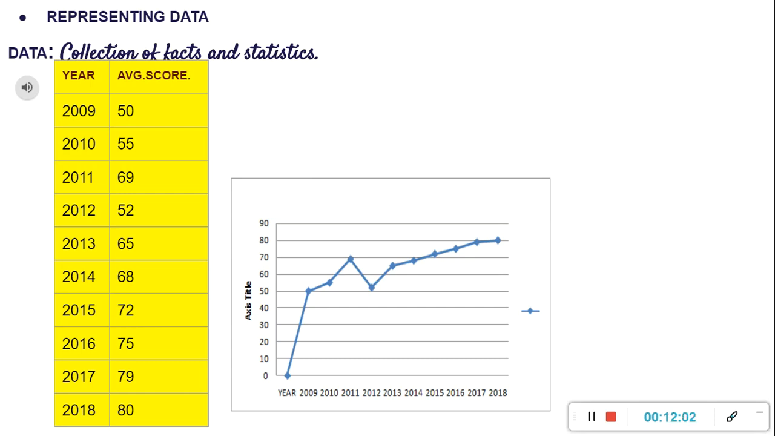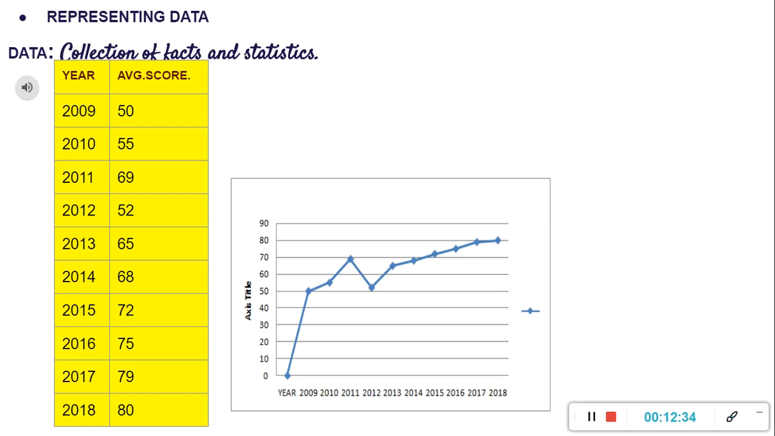So here we are going to discuss all about data handling. Before we go further, let's first understand very clearly what data is. Data is nothing but a collection of facts or statistics. These facts could be anything. It is not only about students' scores or their attendance. These facts which we refer to as data could be any fact or any statistics.